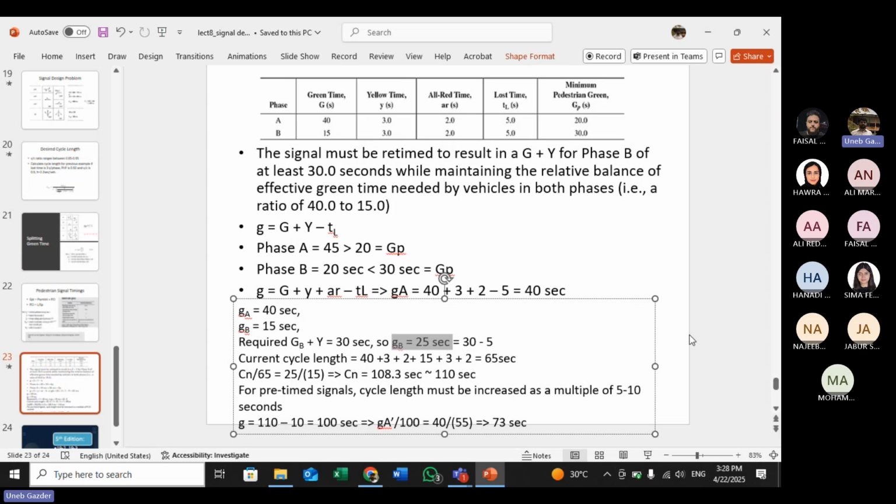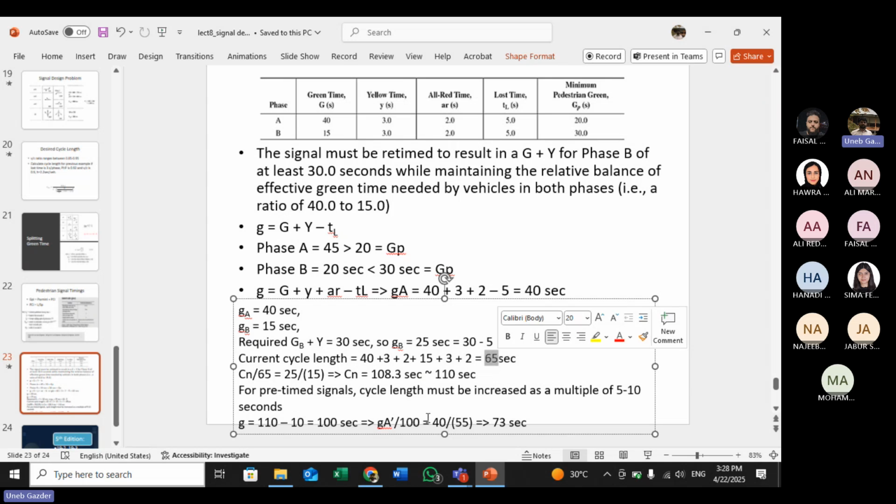So I have to change the cycle length as well. I calculated the old cycle length. The new cycle length upon old cycle length equals the new time of phase B upon the old time of phase B. So this will give me the new cycle length. From the new cycle length, I subtracted the total lost time, 5 seconds and 5 seconds for each phase. Total lost time is 10. From the old cycle length, I do the same thing: 65 old cycle length minus 5 seconds, 5 seconds for the lost time. So this becomes 55.